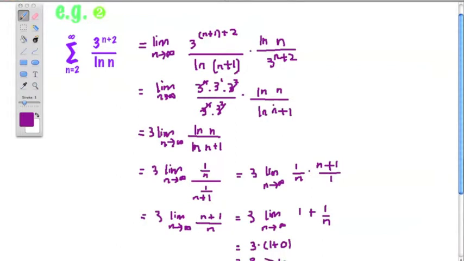Therefore, 3 is greater than 1. As 3 is greater than 1, we can conclude that 3 to the power of n plus 2 over ln n diverges.